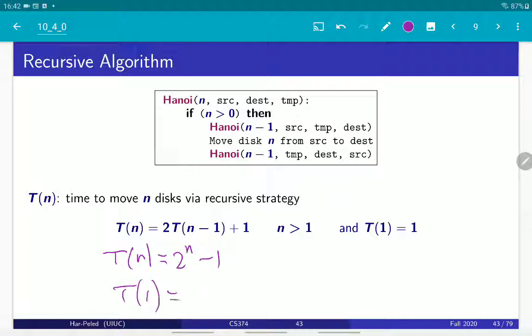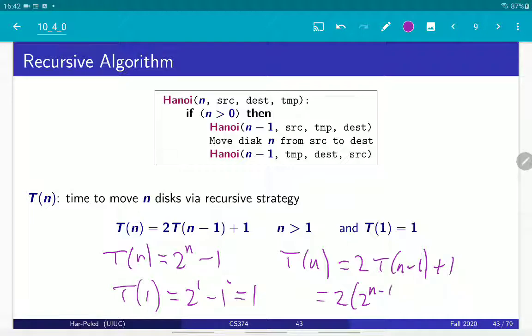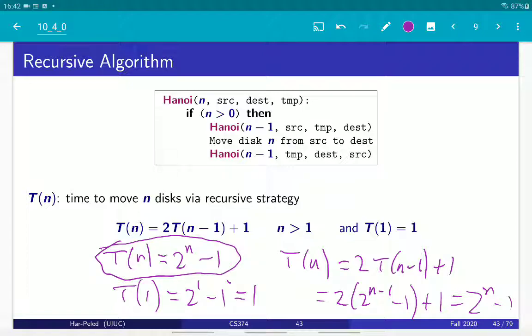So T(1) is, of course, 2 to the 1 minus 1, which is 1. So this is true. And T(n) is just 2 times T(n minus 1) plus 1, which is 2 times (2 to the n minus 1 minus 1) plus 1, which is magically enough 2 to the n minus 1. So I verified the solution. Frankly, this is the main technique of solving recurrences. You guess a solution and you verify it. But you don't have to guess. In fact, all the recurrences you will see in this course, you can solve them. They are not that difficult.